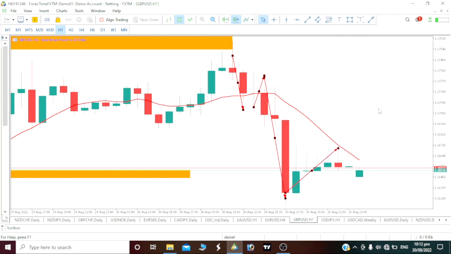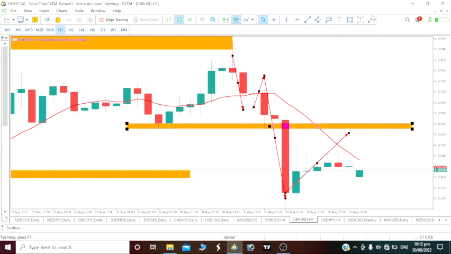So I believe the correction should be over by now, but in case it is not over, then we should still see it rally up a little bit to about 1.16900. Exactly what we should be aiming for, at least to this level here, 1.16900, then a drop again on our GBPUSD.